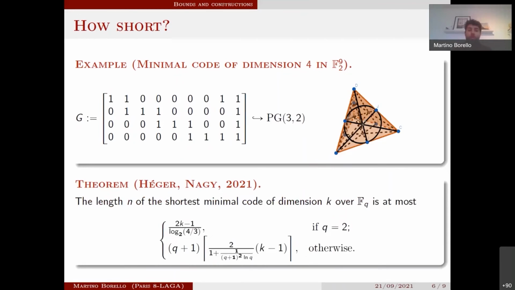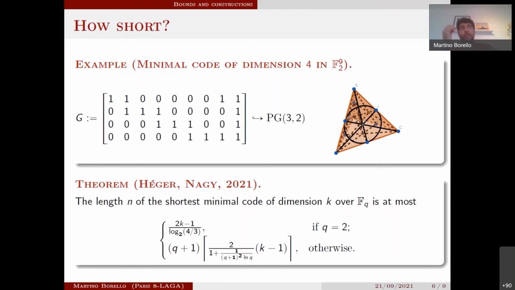In this, we have a very nice result, which is an improvement of a former result by Siamenager, Gérard Cohen, and others, which tells you that the best that you can hope for is a length which is linear in K. You know that these exist. The length of the shortest minimal code of dimension K is linear in K with this coefficient.